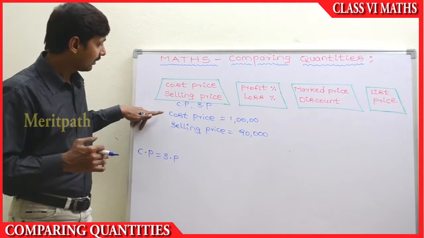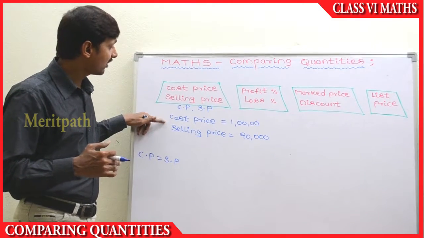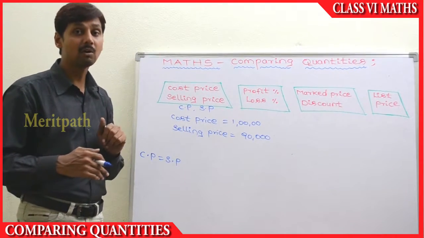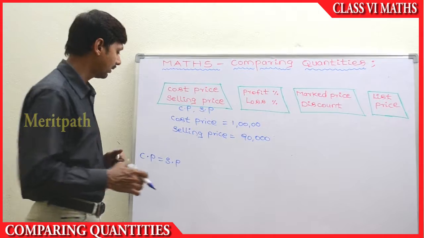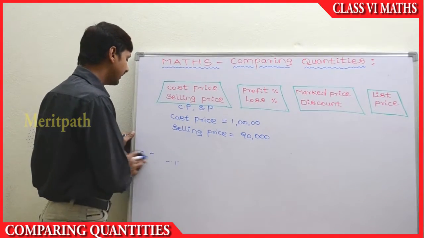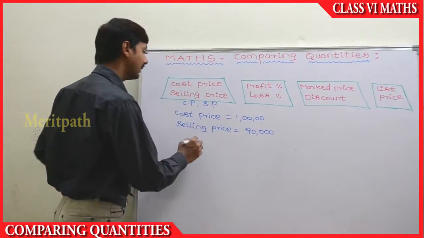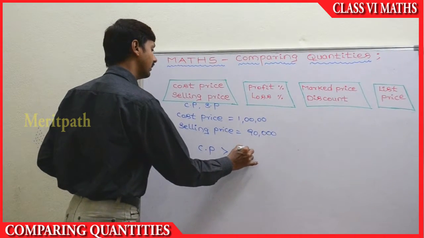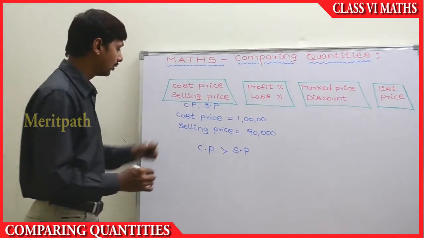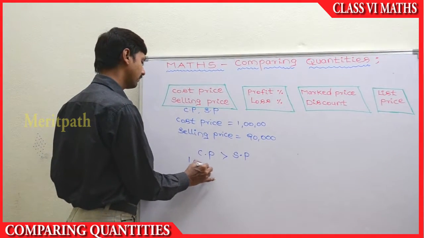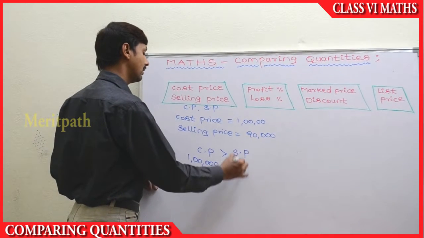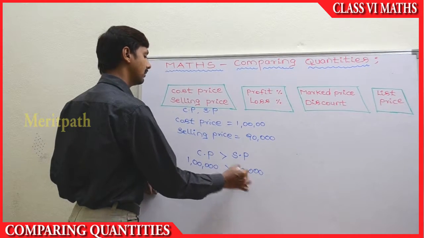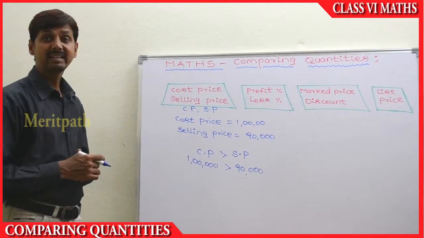Now let's take this example. The cost price is 1 lakh rupees and the selling price is 90,000. Here we can observe that the cost price is greater than the selling price. So the cost price is 1 lakh rupees and this is 90,000. So CP is greater than SP.